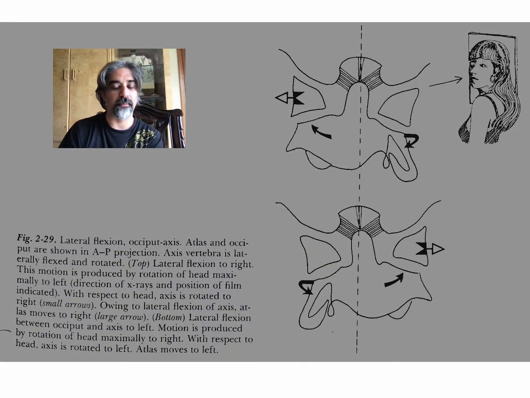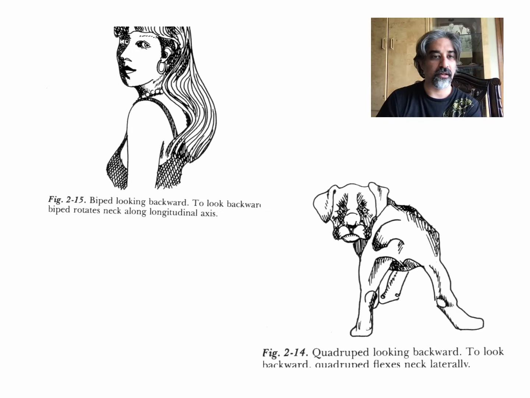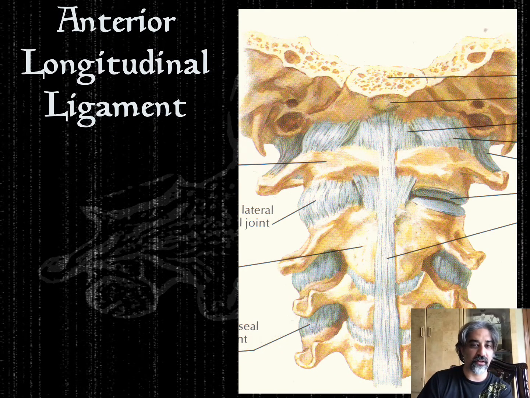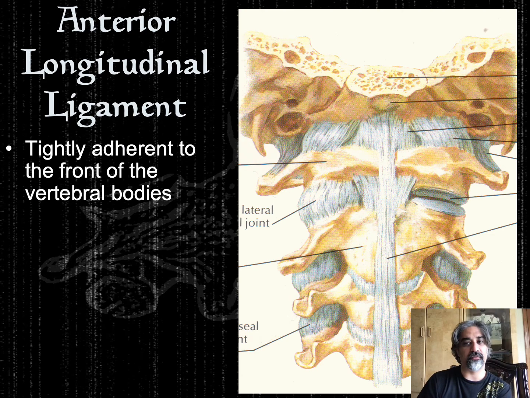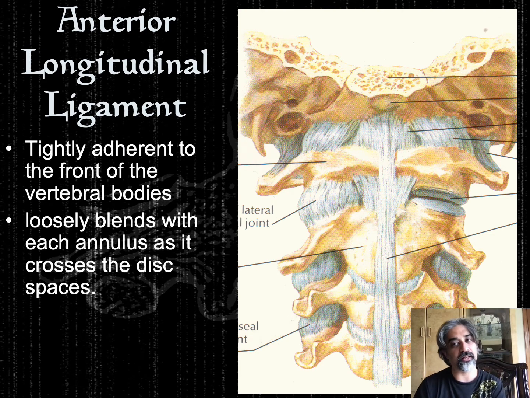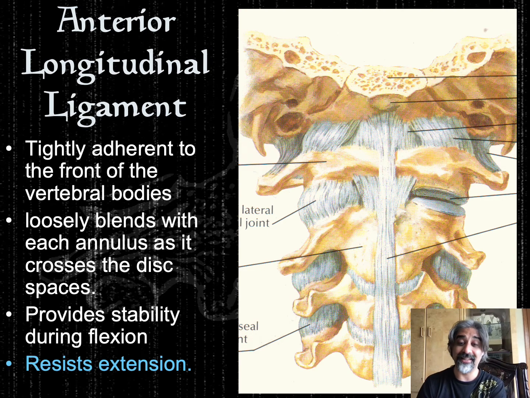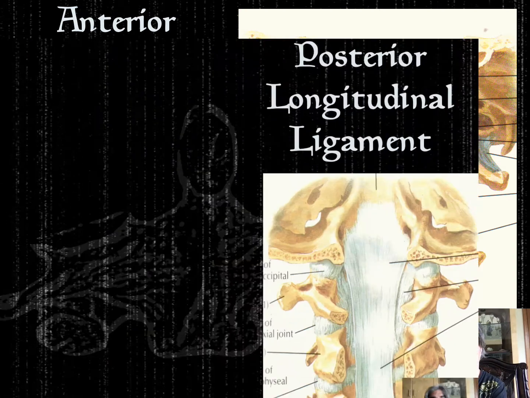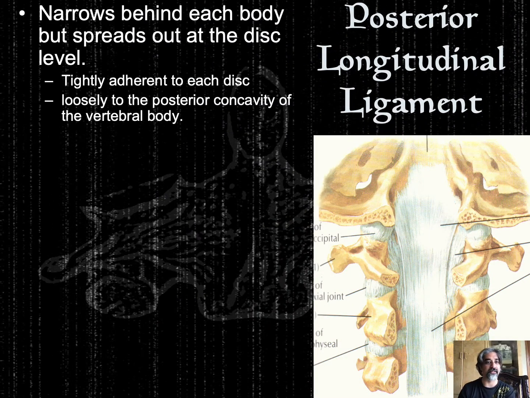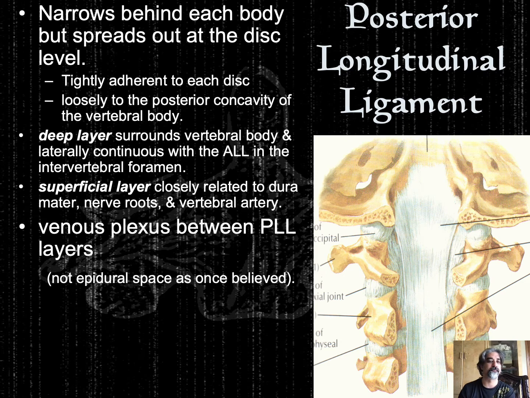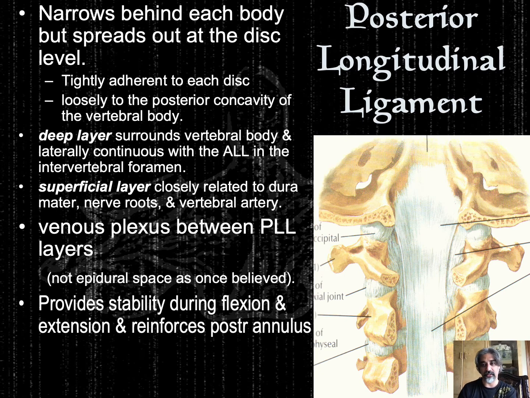More ligamentous anatomy. And here we can see the difference between a quadruped and a biped looking backward. The anterior longitudinal ligament, tightly adherent to the front of the vertebral bodies and loosely blends with each annulus as it crosses the disc spaces, and it provides stability during flexion, resisting extension. The posterior longitudinal ligament is essentially the opposite. There is a venous plexus between the posterior longitudinal ligament layers, and I think this is important for those of you who are going to be sticking needles in people's backs.